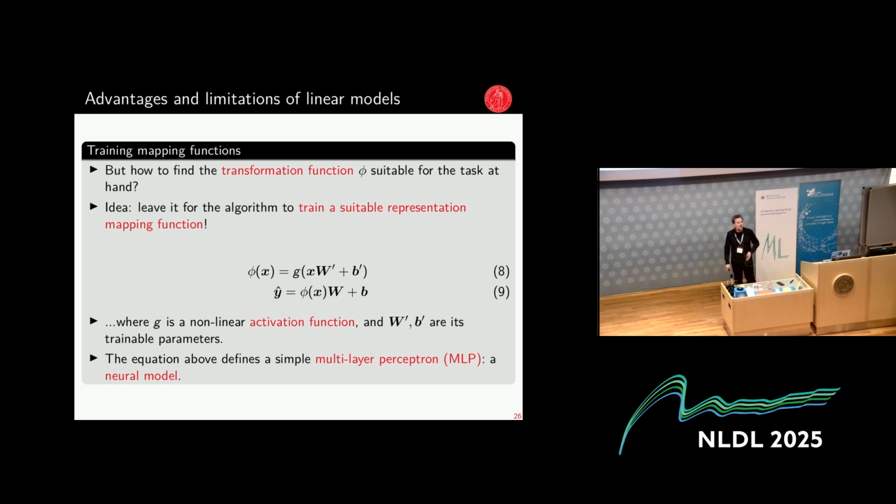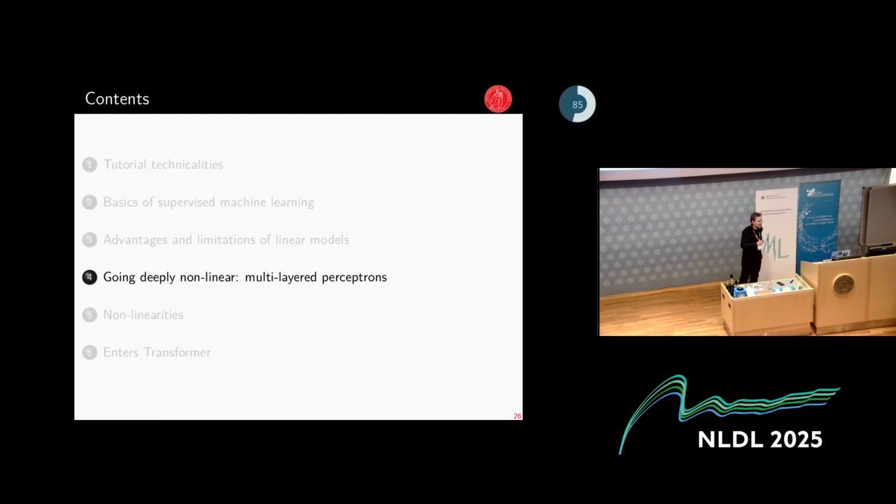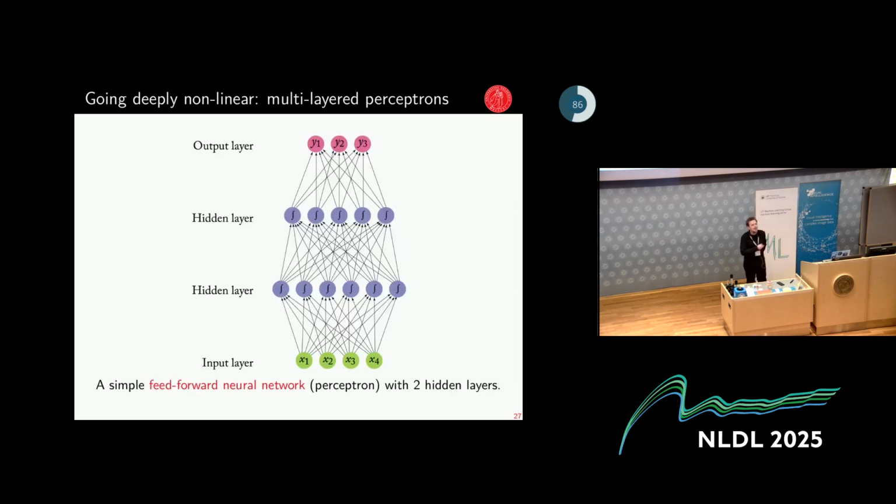So this equation on the slide basically defines the simplest neural model in the world, the multi-layer perceptron, right? So basically it looks very similar to a linear model, with the exception that we also apply some sort of non-linear activation function g. I will talk more about non-linearities in the next slides.